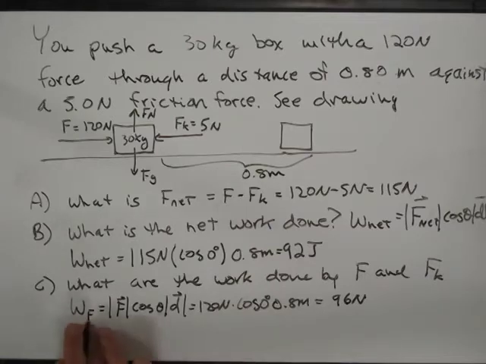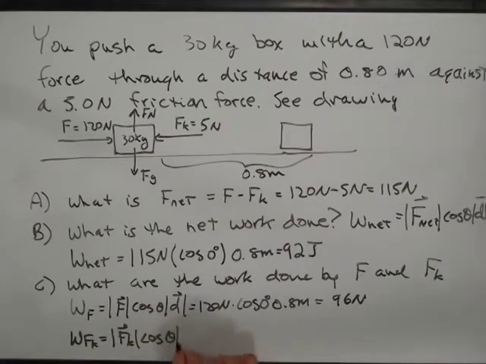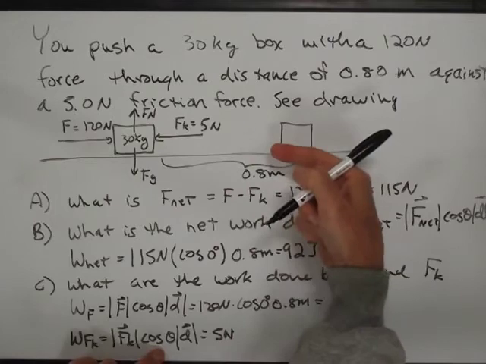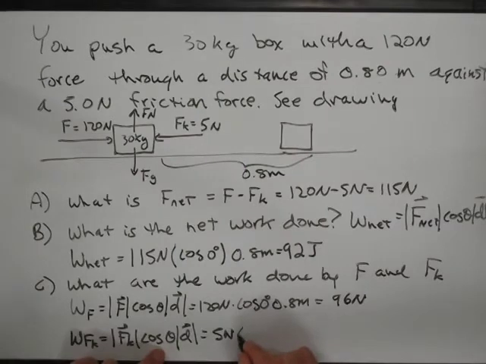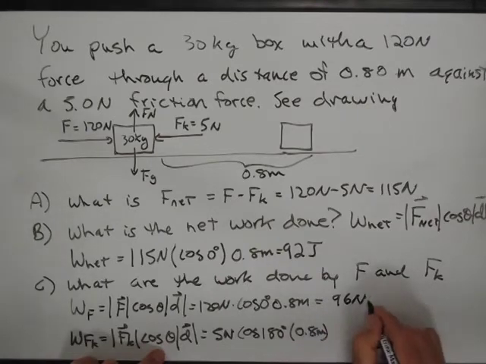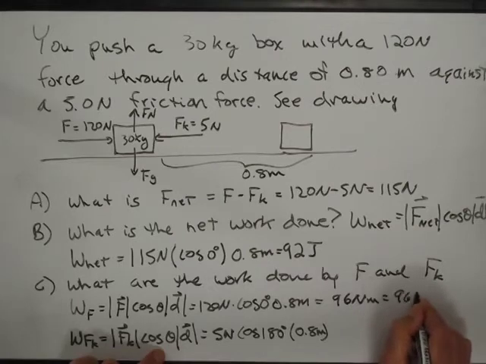And similarly, I can say, look, the work done by the force of kinetic friction is the magnitude of that force times the cosine of the angle between the force and the distance times the distance. And so this is 5 newtons. That's the magnitude of this. Now I have to be careful because the friction force is pointing that way, but the object is moving that way, and so this is cosine of 180 degrees times 0.8 meters. Sorry, this is newton meters up here, which is joules. Sorry about that.